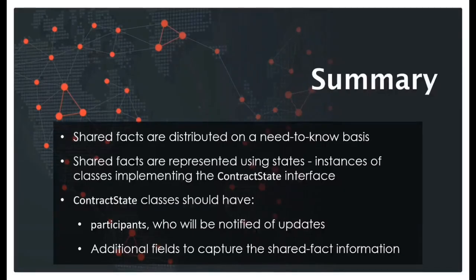So to summarize our states section, states again are shared facts that are distributed on a need-to-know basis. With Corda, all of the ledger entries exist distributed throughout the network. There is no one single ledger that's on every node. The shared facts are represented using states. Those are instances of classes implementing the contract state interface. The contract state classes should have participants who will be notified of updates, and additional fields to capture shared fact information.